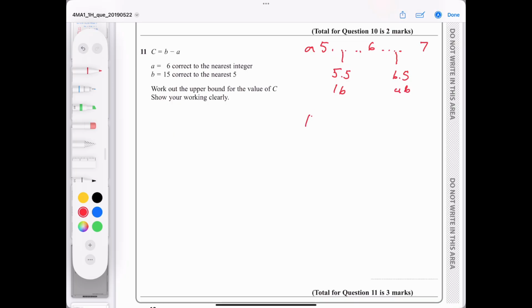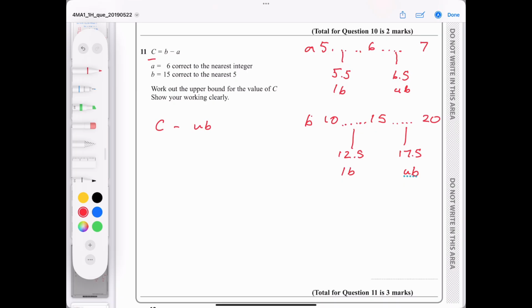Now B is 15, and that's correct to the nearest 5. So its upper bound would be 20. Its lower bound would be 10. And then let's find the middle point of those. So that's 12.5 and that's 17.5. So now we've got a lower bound and an upper bound. Now, work out the upper bound. So we want C to be as big as possible. So C needs to have its upper bound.